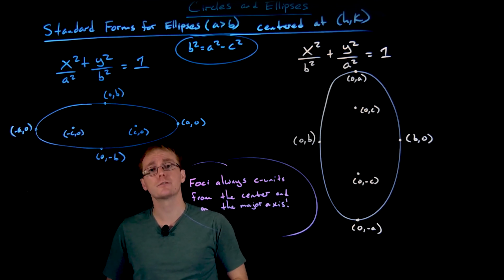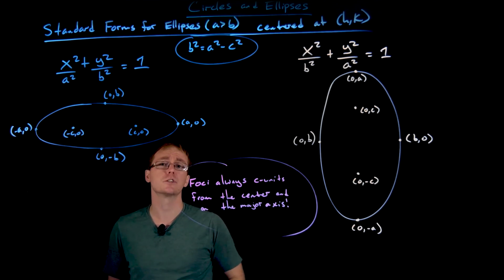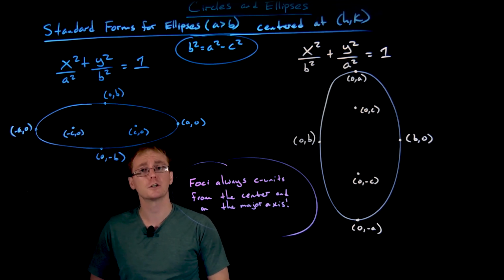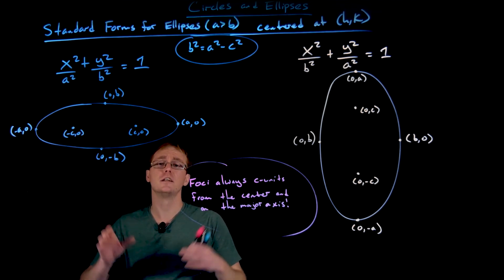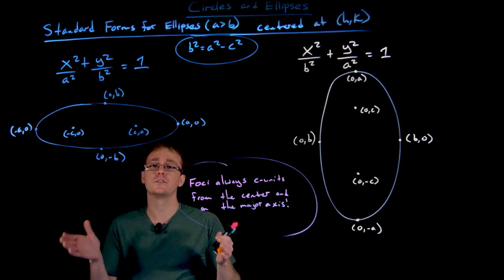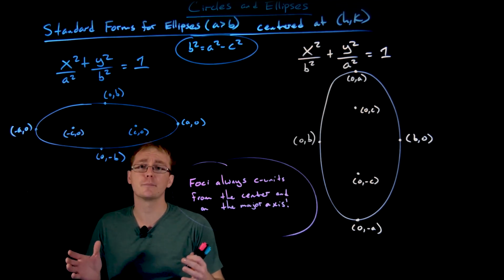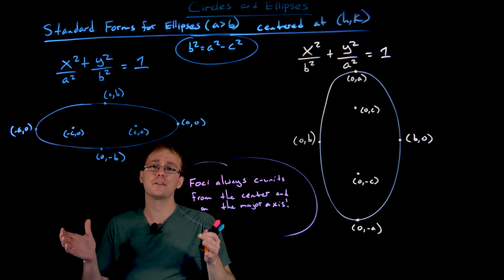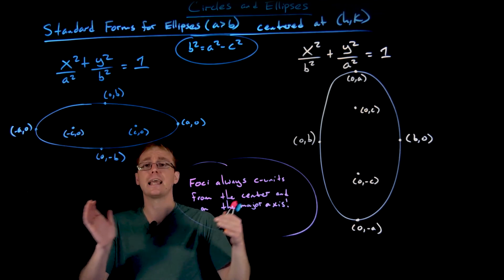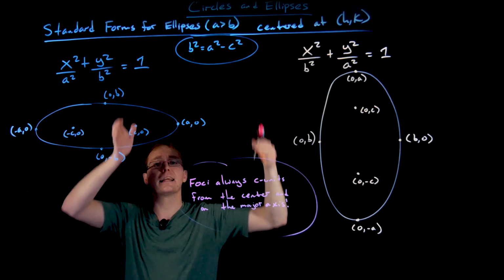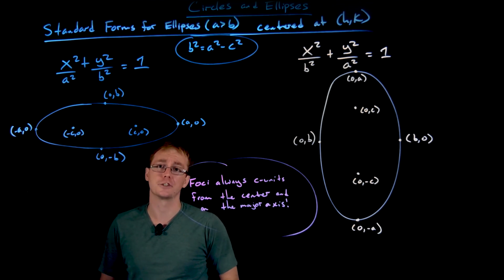But it's not going to be too difficult of a change to make because we can just use our knowledge of transformations of functions, right? Centering the ellipse at the point (h, k) is just the same thing as taking our ellipse centered at the origin and shifting it h units in the x direction and k units in the y direction.